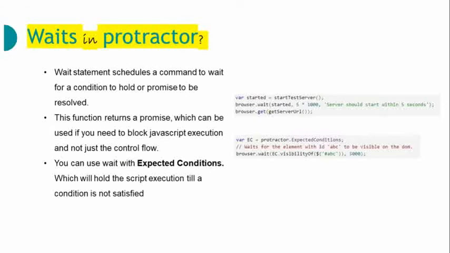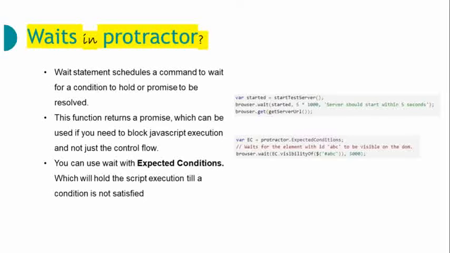What are waits in Protractor? A wait statement schedules a command to wait for a condition to hold or a promise to be resolved. So how do you implement the wait in Protractor? If the interviewer asks you this question, then you have to say that a wait statement schedules a command to wait for a condition to hold or a promise to be resolved.